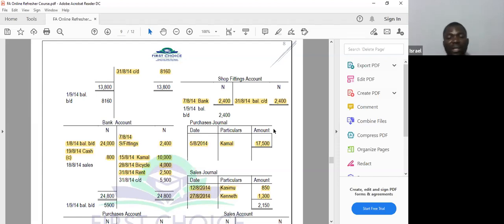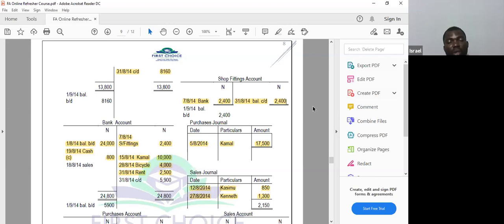So what do you understand by trial balance? Trial balance is a statement that attests to the accuracy of the ledger balances, to make sure that we have completed the appropriate thing and to make sure that our report is free from all errors.